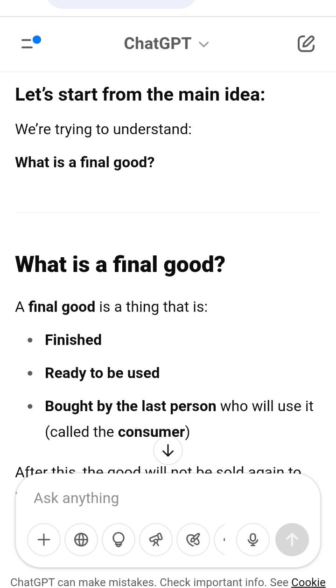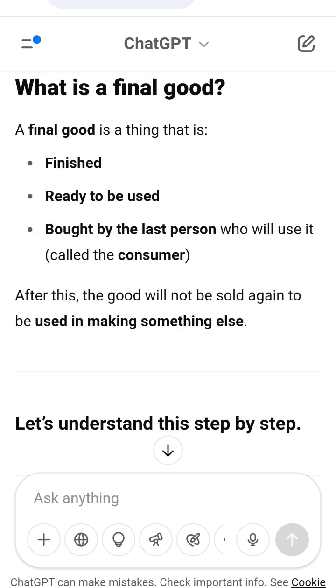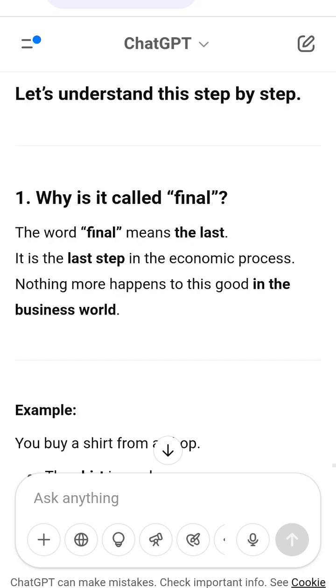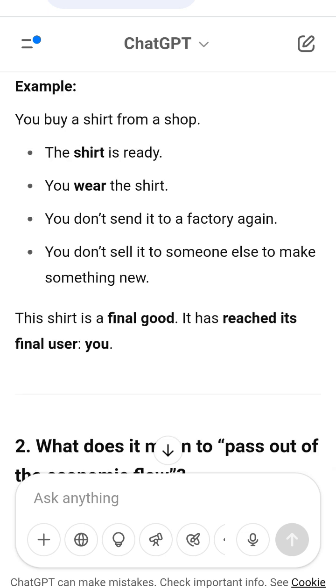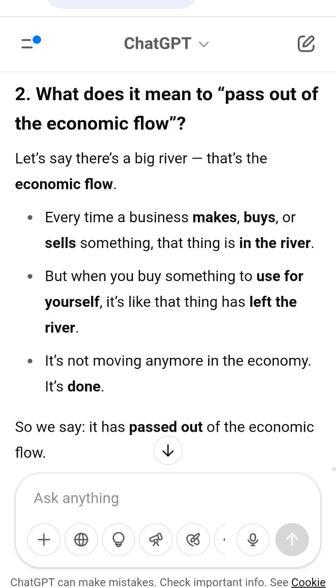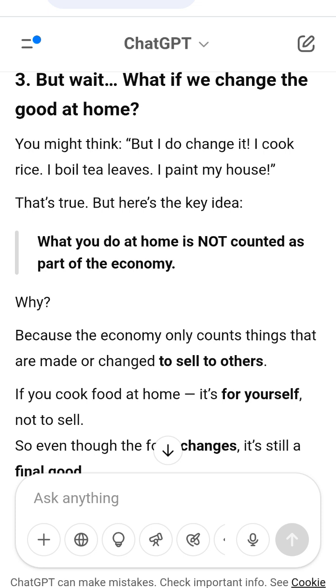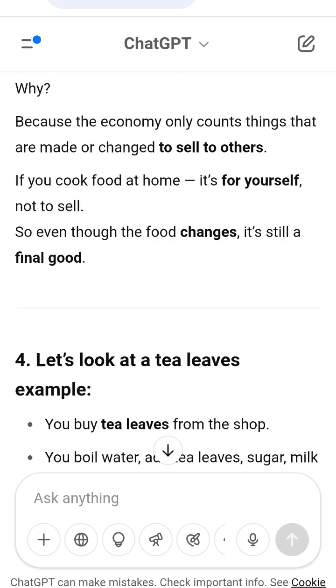Let's introduce a new idea now. 2 types of final goods. A. Consumption goods, consumer goods. These are things that people use and enjoy. Once used, they are finished. Examples: food, clothes, toothpaste, soap, movie ticket, haircut, books. Even services like a haircut or watching a movie are also consumption goods because you enjoy them once and they're done. B. Capital goods. We'll explain these later since they come in the next paragraph of your book.